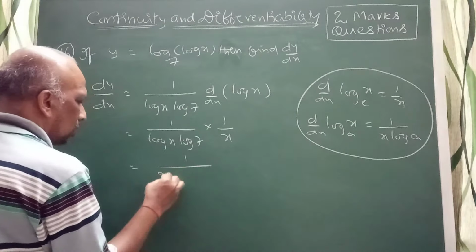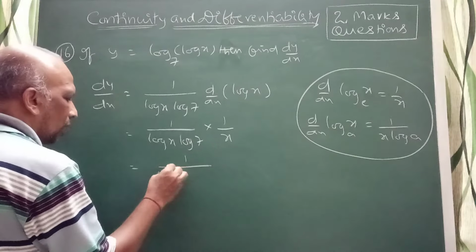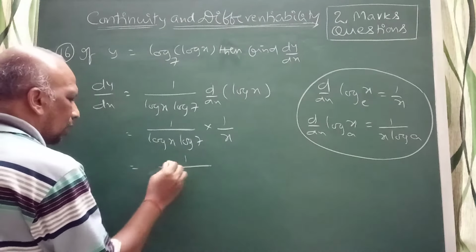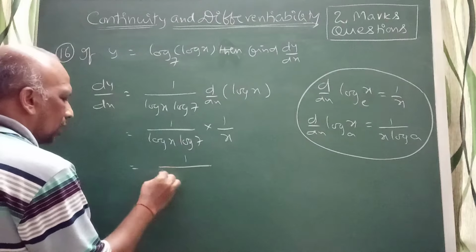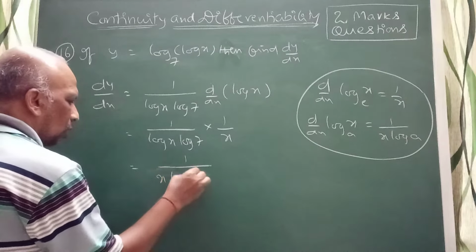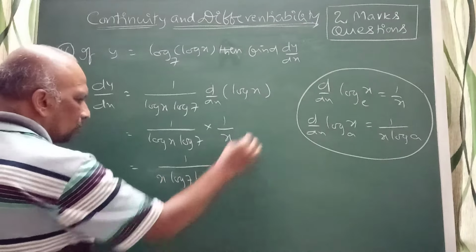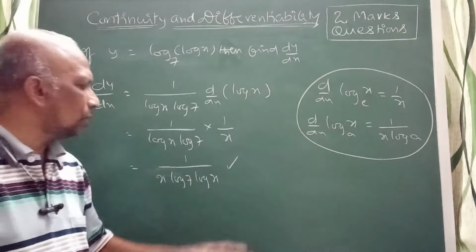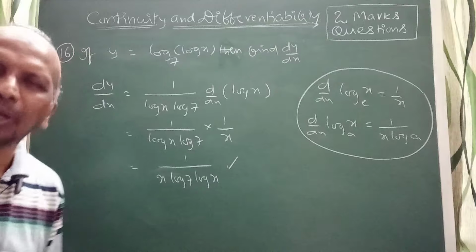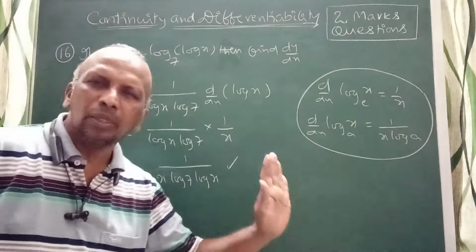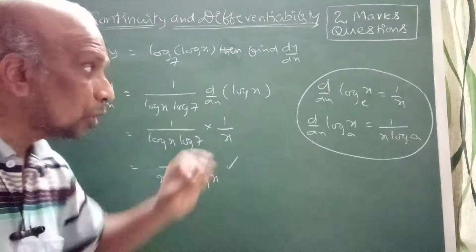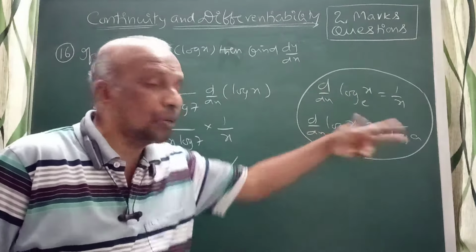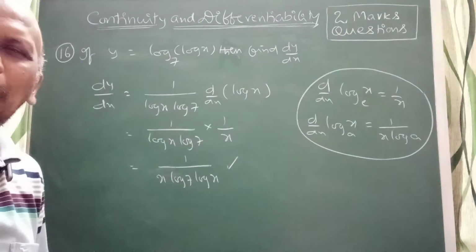1 by x log 7 log x. I can write it in any order. That will be your answer. Derivative of log x is 1 by x, so 1 by x log 7 log x. Simple problem, easy to learn. When you are doing it, it is better to write the formula here: d by dx of log x base a is 1 by x log a. Now we will do the next one.